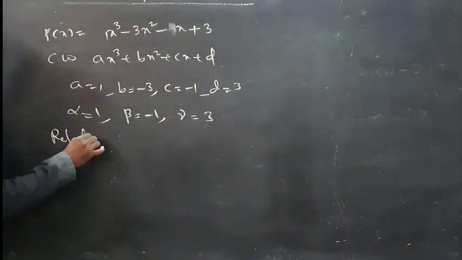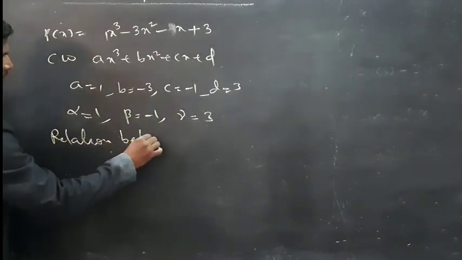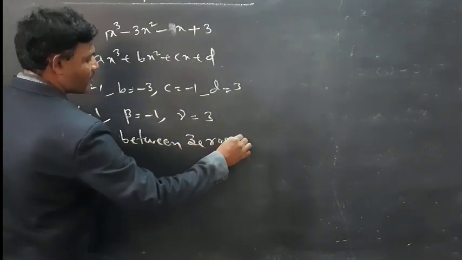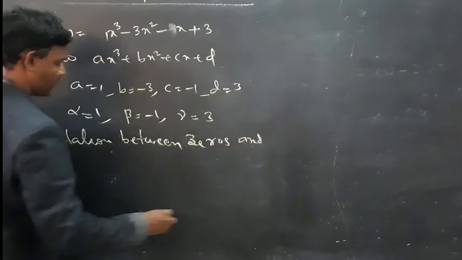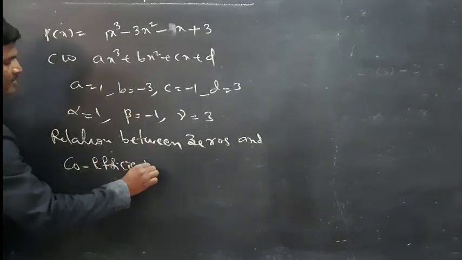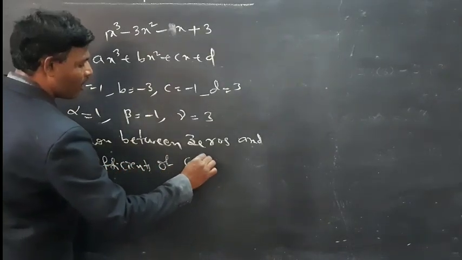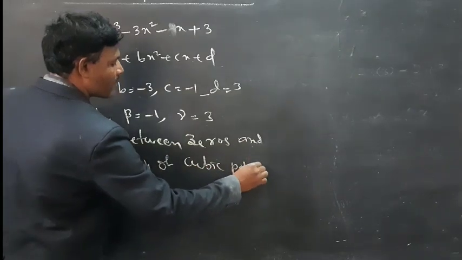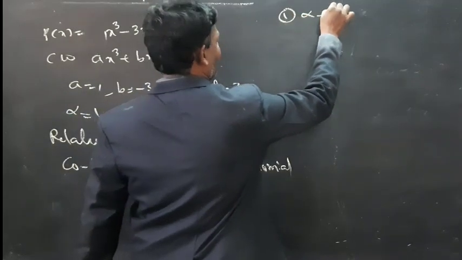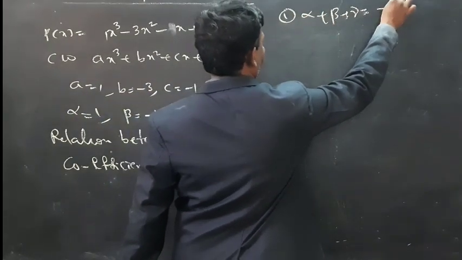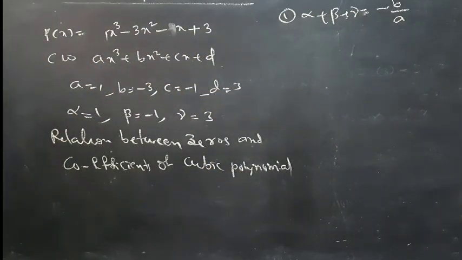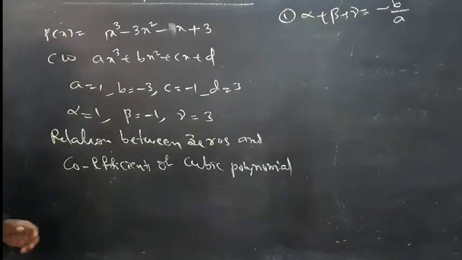Then what is the relation? Relation between zeros and coefficients of cubic polynomial. What is the first relation? Alpha plus beta plus gamma is equal to minus b by a. The first relation: alpha plus beta plus gamma is equal to minus b by a.